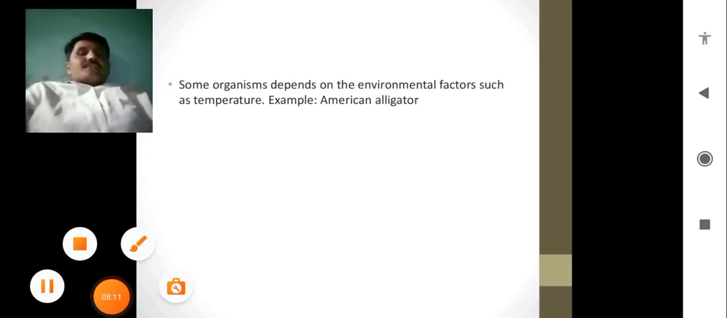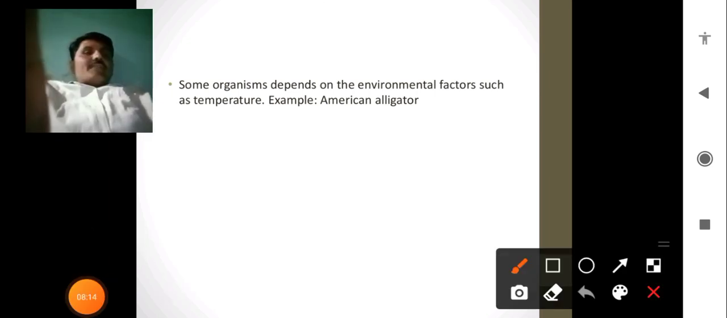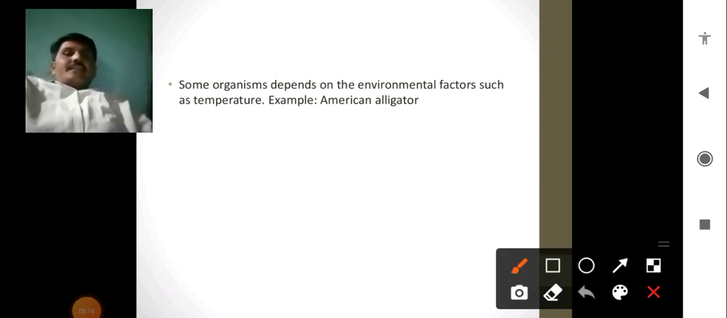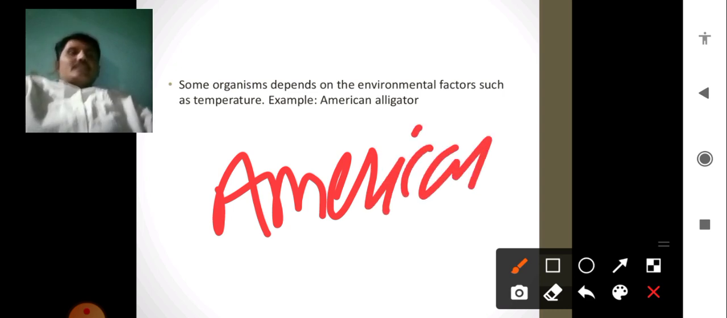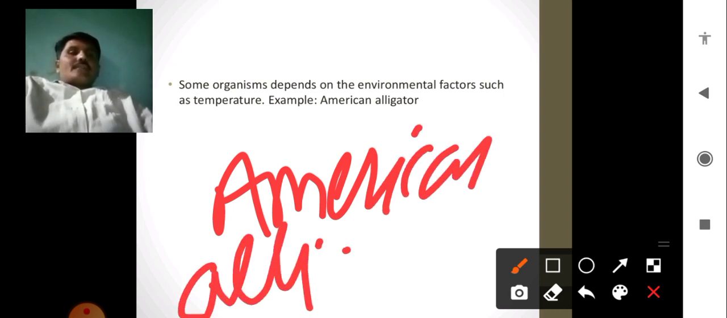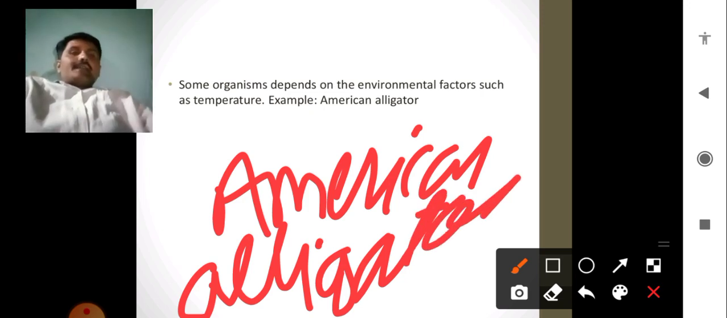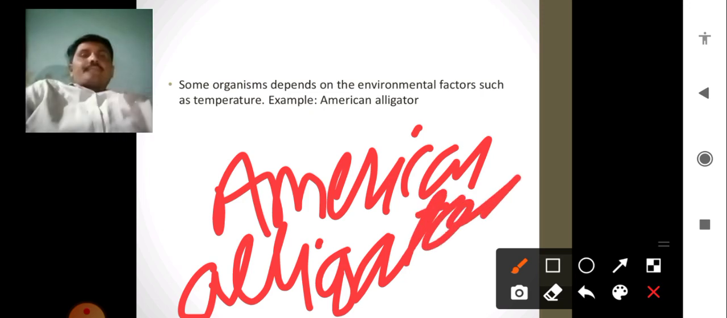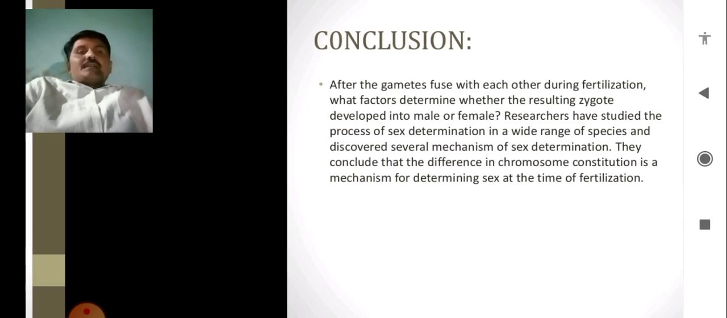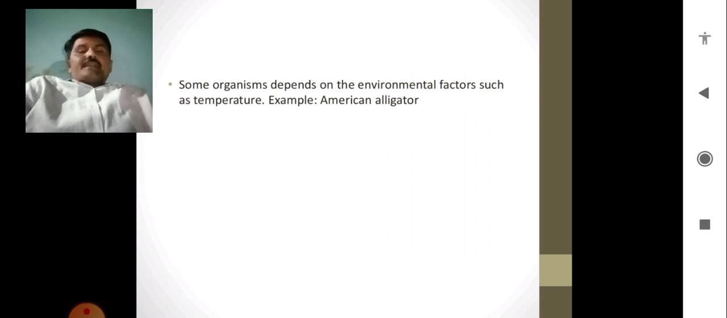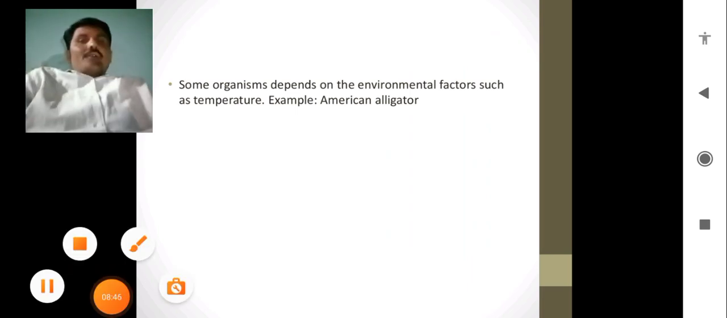Some organisms depend on environmental factors such as temperature and other factors. For example, the American alligator. So friends, these are the things we looked at regarding sex determination, or how one can identify the sexual determination of the chromosomes.